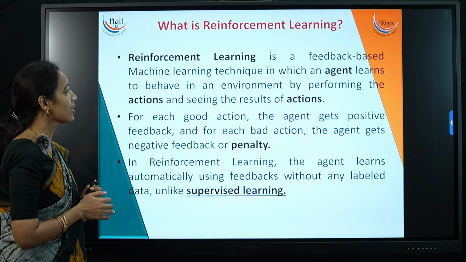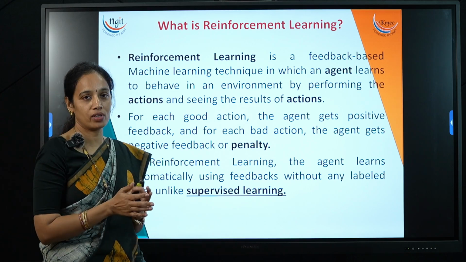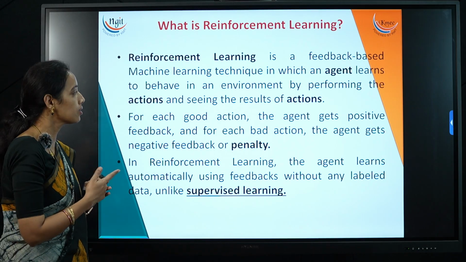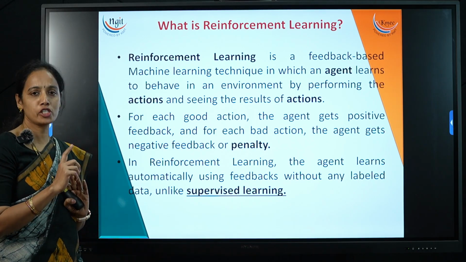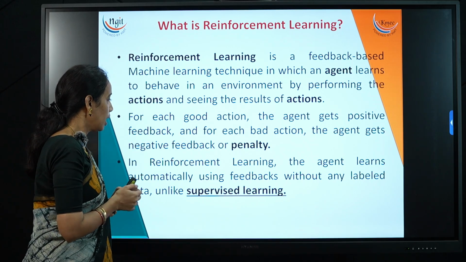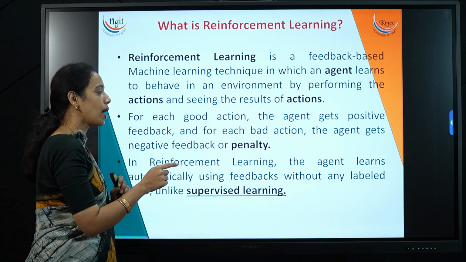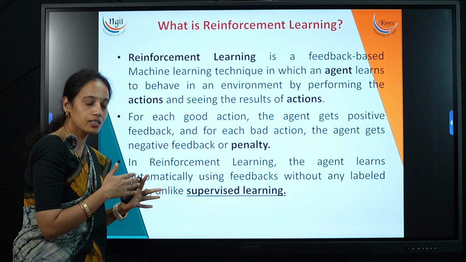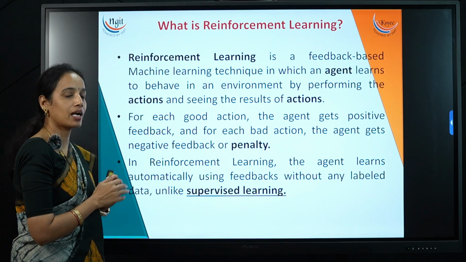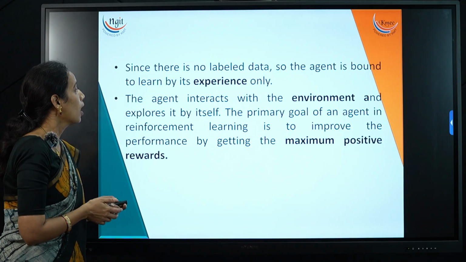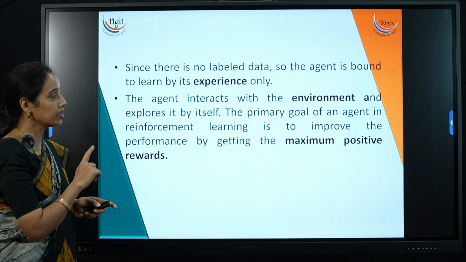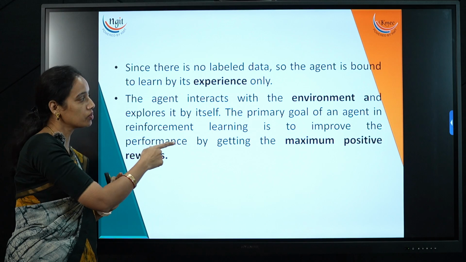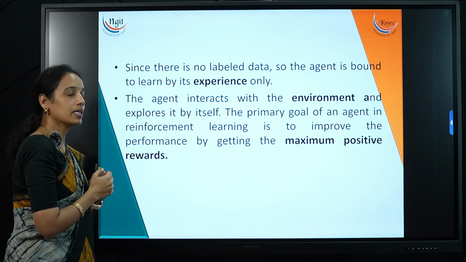Reinforcement learning is a feedback based machine learning technique in which an agent learns to behave in an environment by performing actions and seeing the results of those actions. For each good action the agent gets positive feedback, and for each bad action the agent gets negative feedback or a penalty. In reinforcement learning the agent learns automatically from the feedback without any labeled data, unlike supervised machine learning. Since there is no labeled data, the agent is bound to learn by its experiences only, and the agent interacts with the environment and explores it by itself.